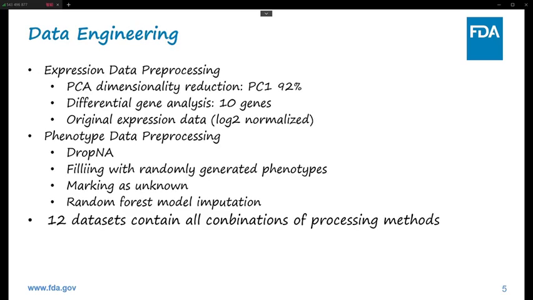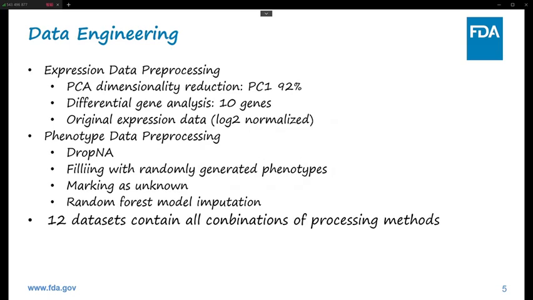Before we implement our AutoML process, we need to do a little bit of data engineering to prepare our data sets for AutoML inputs. So in data engineering, we first did pre-processing on the genetic expression data. We did it in 3 different ways. The first method is PCA dimensionality reduction. The final result was that PC1 expresses most of the genetic variances, over 90%, which is actually 92% of the genetic variance explained by PC1 alone.